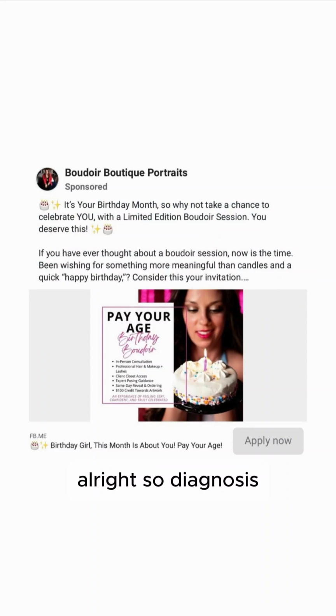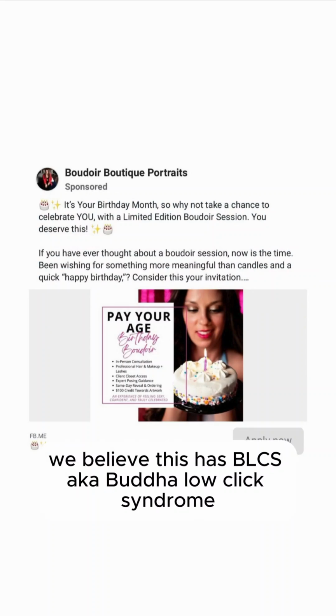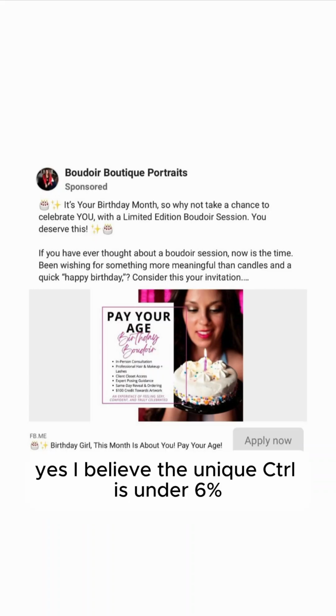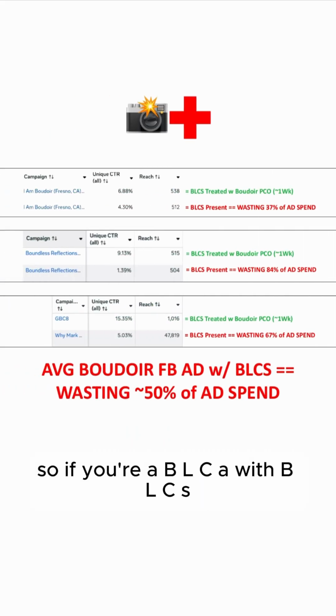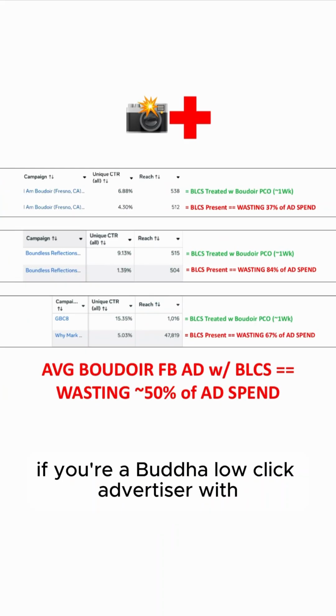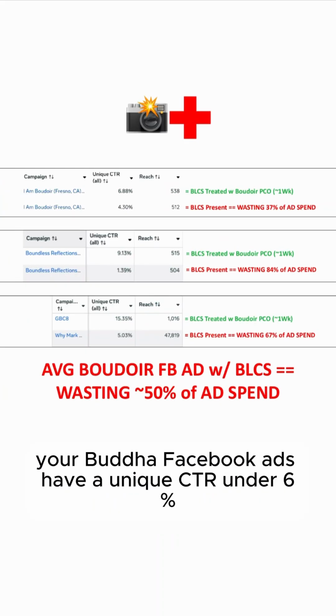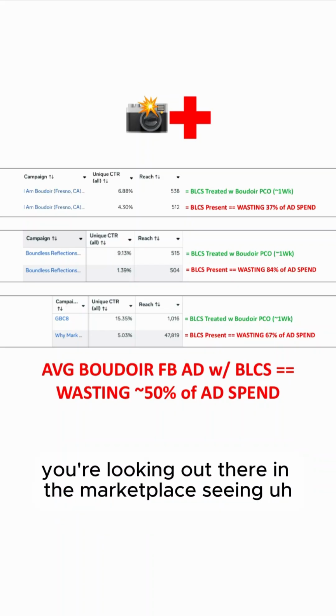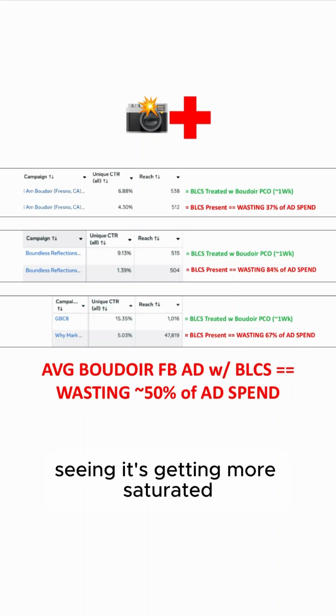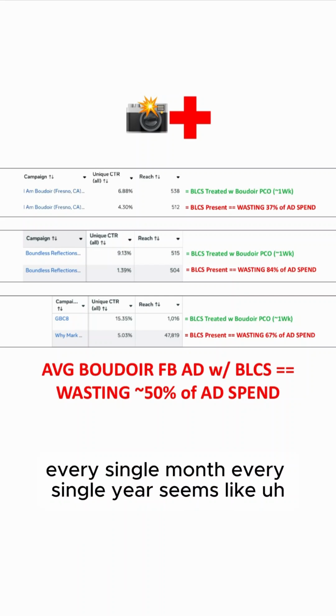All right, so diagnosis: do we believe this has BLCS, aka Boudoir low click syndrome? Yes, I believe the unique CTR is under 6%. Therefore, I believe this ad does have Boudoir low click syndrome. So if you're a BLCA with BLCS, a Boudoir low click advertiser with Boudoir low click syndrome, your Boudoir Facebook ads have a unique CTR under 6%, and you're looking out there in the marketplace, seeing it getting more saturated every single day, every single week, every single month, every single year.